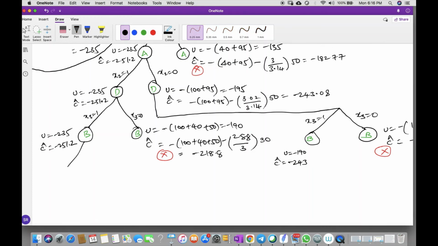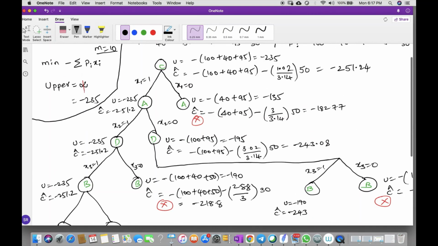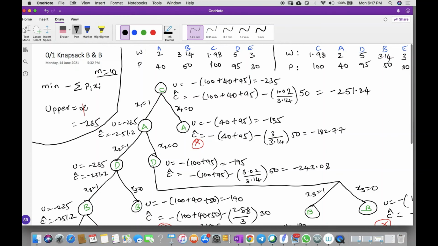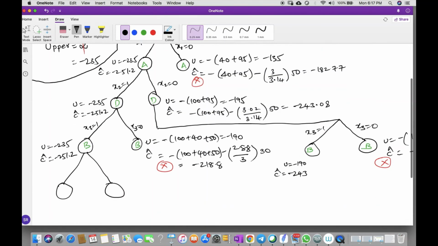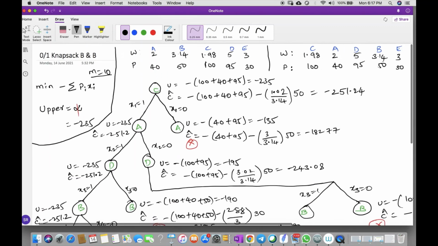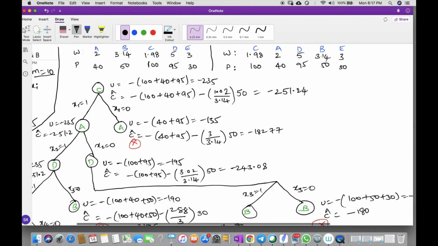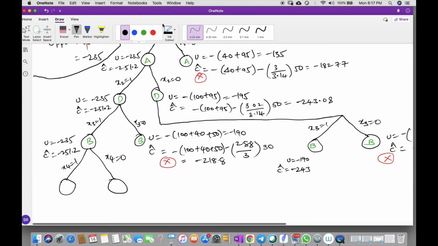When we expand these further, we have the next node after B, we have E. When we go to E, we take x4 is equal to 1 and x4 is equal to 0. When x4 is equal to 1, this node becomes infeasible, because it crosses the total weight of 10. We can't have x1, x2, x3, x4 all together as 1. So we cannot pursue that particular path. This particular path is infeasible.